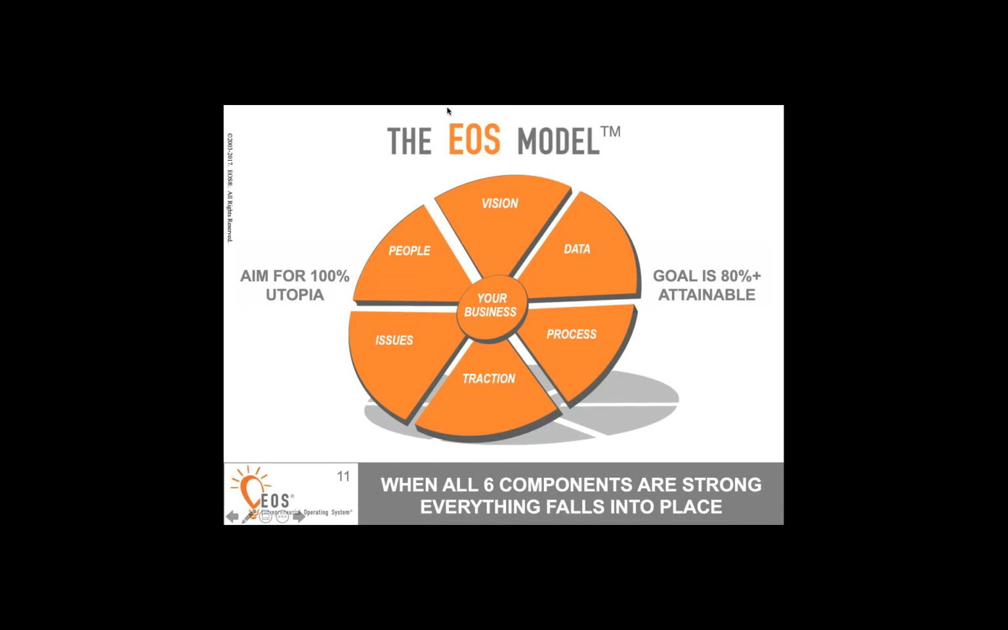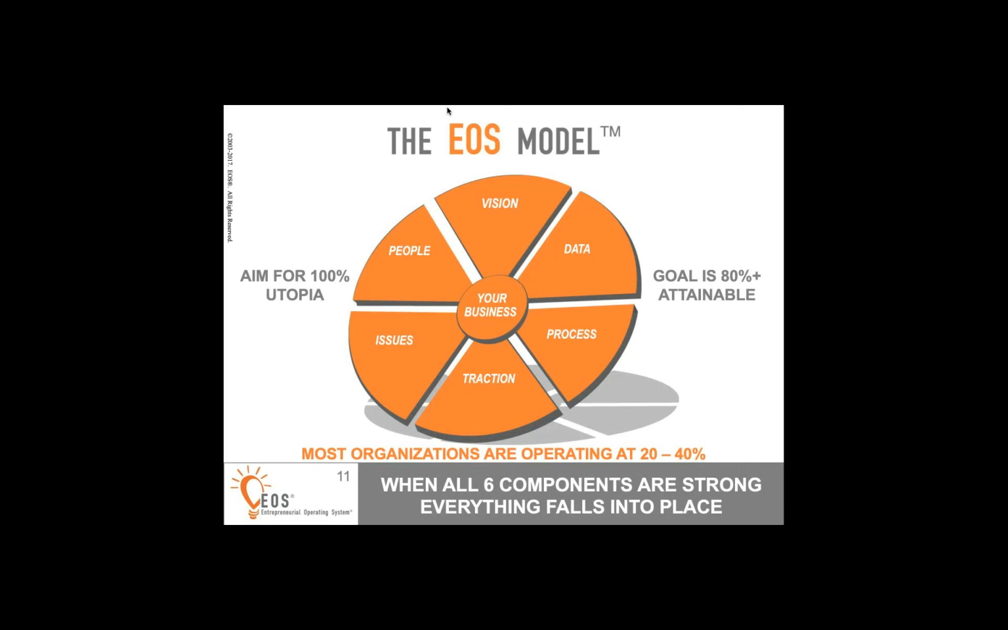So as we strengthen these, we're aiming for 100% strong. We use a scientific but subjective model of 0 to 100%. We know that 100% is really unachievable. That's what we're shooting for. We're really going for 80%. We find that most companies are running closer to 20% strong in these key components, succeeding despite themselves.